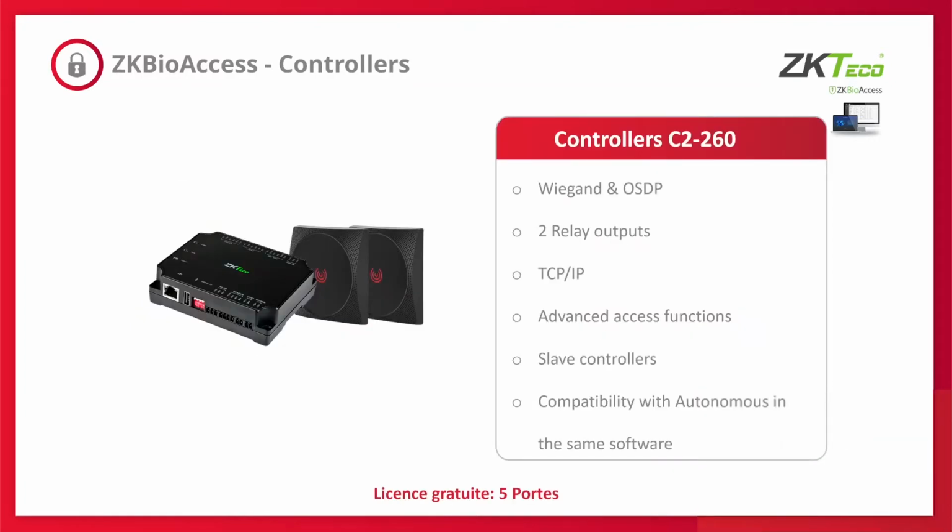The controllers. Here we have the C2 260. We can also add substations to this device, and we have Wiegand and OSDP connections, two relays out. Of course, it works over Ethernet, advanced access features, and obviously the slave controllers. So you can add more slave devices to this one.